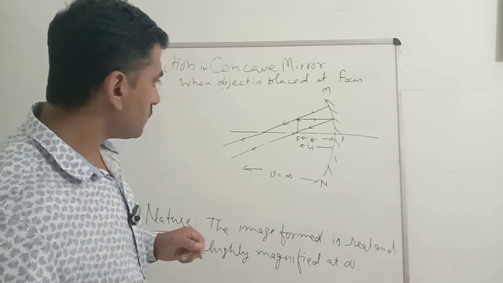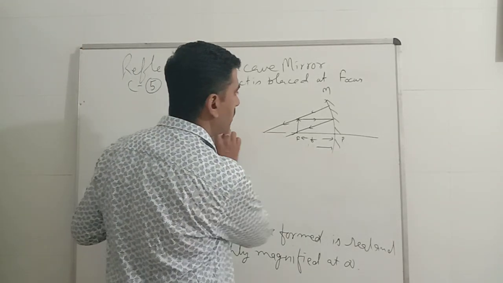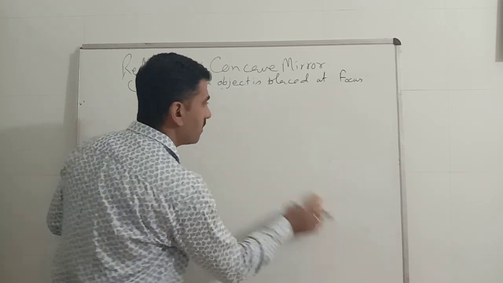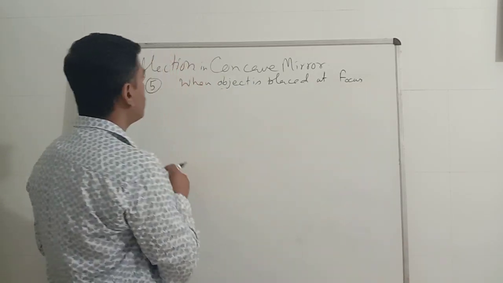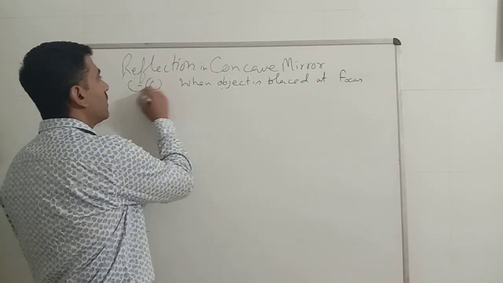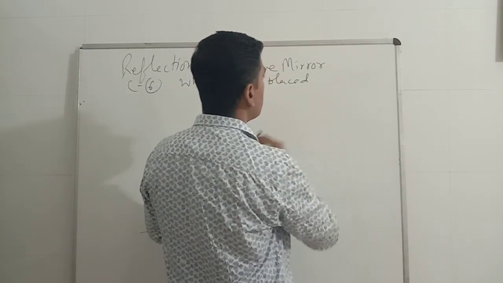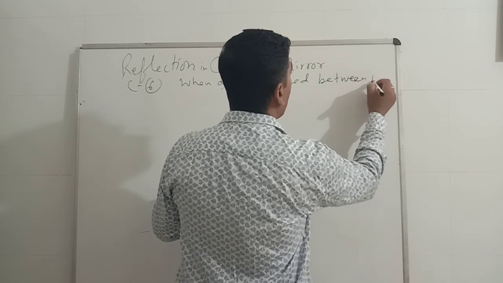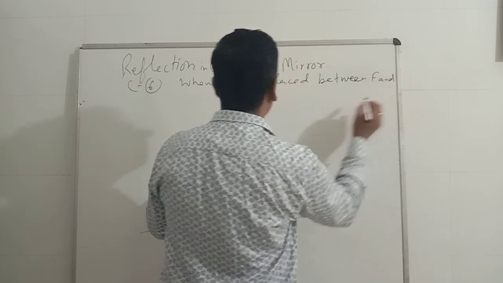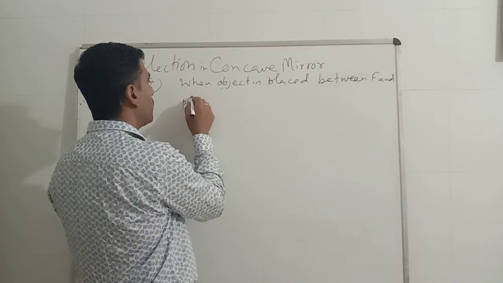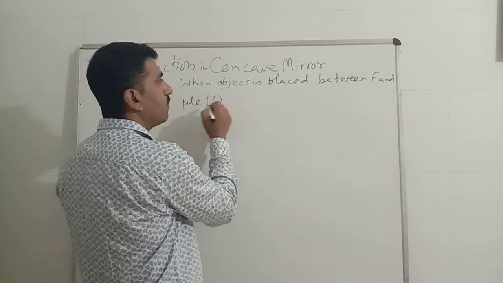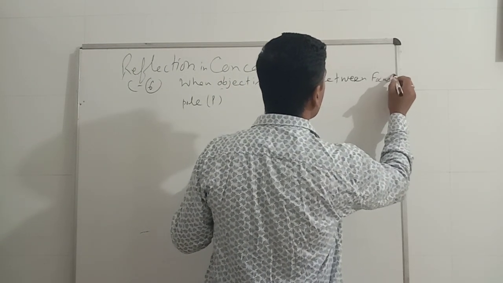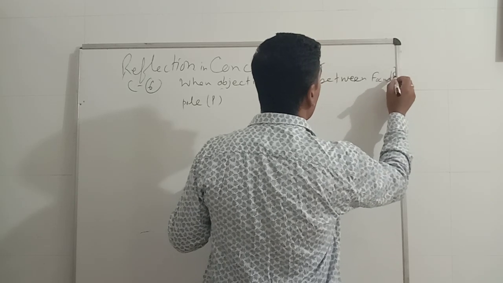Fine. So I am coming to case number 6, the last case. Case number 6, very simple. When the object is placed between F and P, P-O-L-E, that is your P. Focus and pole, F-O-C-U-S, focus, that is your F and P.